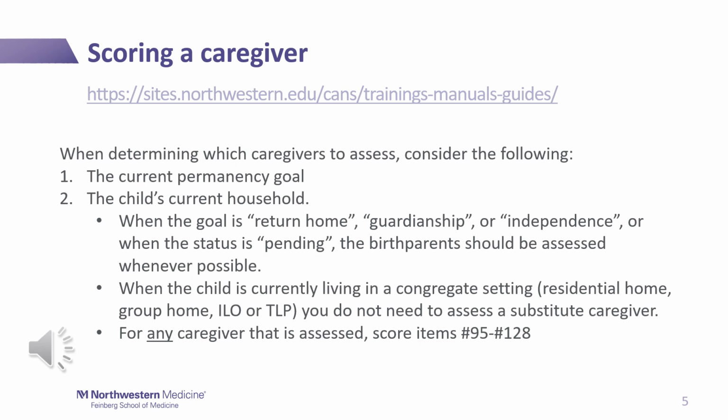When the child is currently living in a congregate setting, such as a residential home, group home, ILO, or TLP, you do not need to assess a caregiver, and the caregiver section will not need to be filled out for those substitute caregivers. For any caregiver that is assessed, we're going to be scoring 95 through 128. On the next slides, we will be talking more about substitute caregivers.